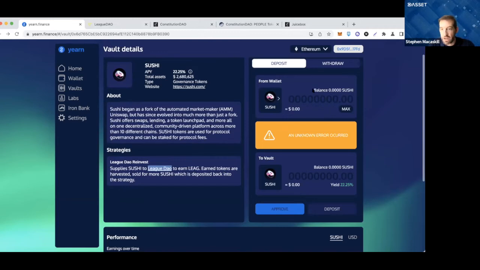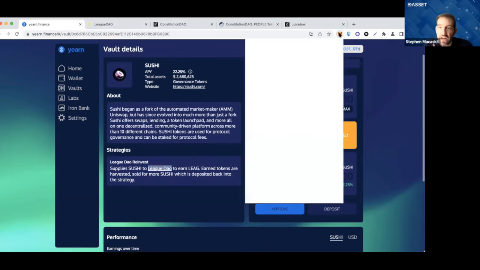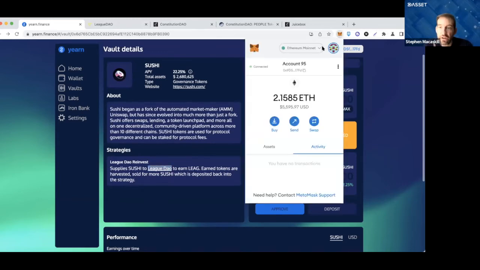Okay, so a couple of questions. What wallet have you connected to Yearn? So the wallet is MetaMask. The MetaMask wallet is a very popular Web3 wallet. I don't know if you can see the MetaMask wallet popping up right now. You can see the ETH in the wallet address. I don't know if the screen share shows the MetaMask wallet right now.